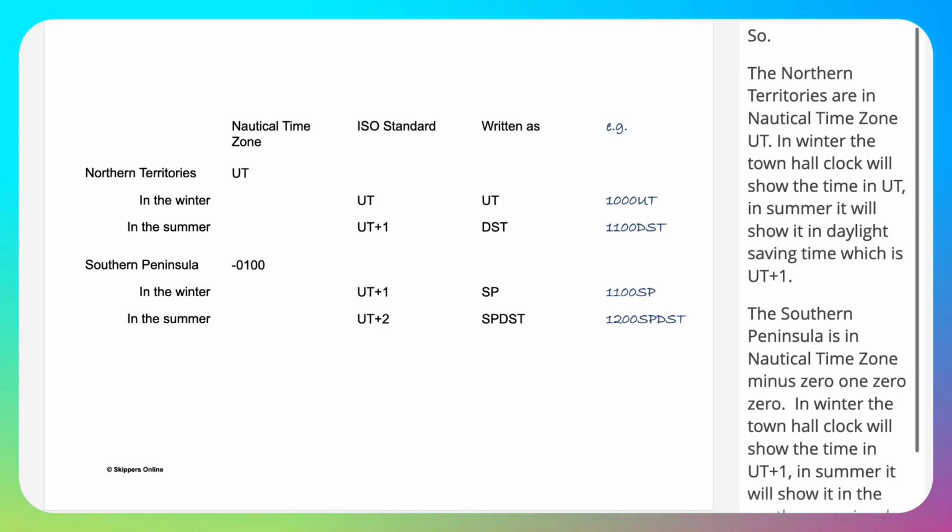So, the Northern Territories are in nautical time zone UT. In winter, the Town Hall clock will show the time in UT. In summer, it will show it in daylight saving time, which is UT plus 1. The Southern Peninsula is in nautical time zone minus 0100. In winter, the Town Hall clock will show the time in UT plus 1. In summer, it will show it in the Southern Peninsula as daylight saving time, which is UT plus 2. Please, don't shoot the messenger.